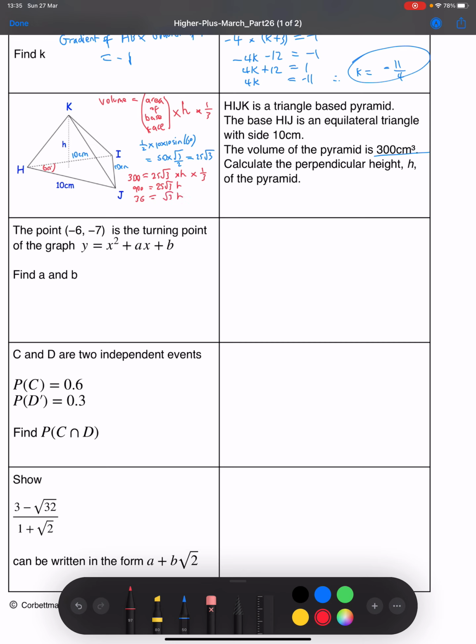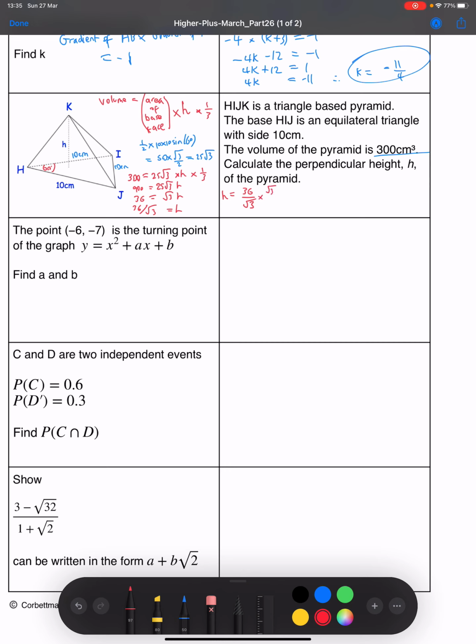And then I guess 36 over root 3 is equal to h. That's the idea of it. So h equals 36 over root 3. I'm going to leave it exact. We could rationalize it if we want to.